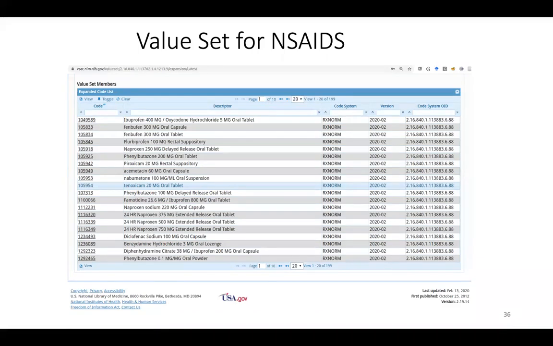When we get to the Q&A. But I wanted to be clear that our NSAID concept set did not include aspirin or salicylates. It only included, I guess, what I would call a more narrow set of non-steroidal anti-inflammatories.